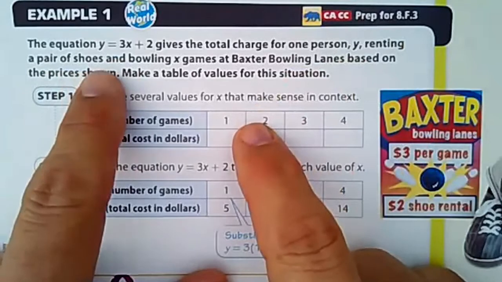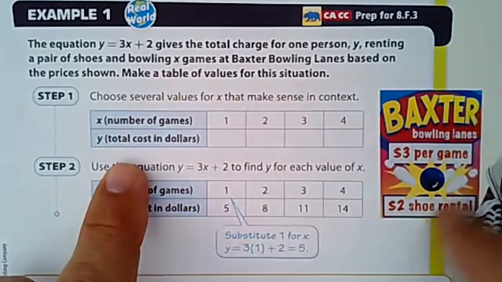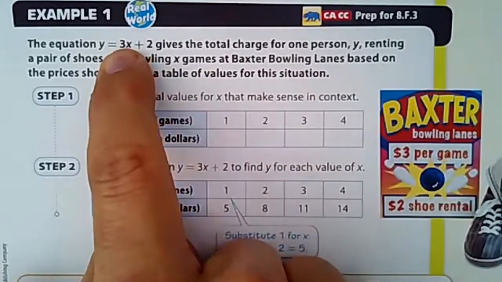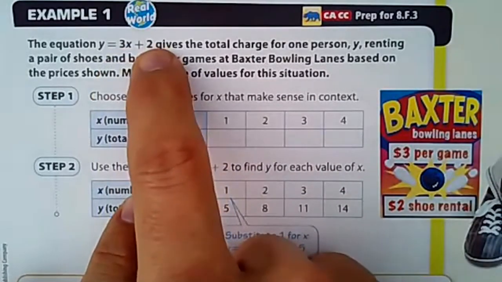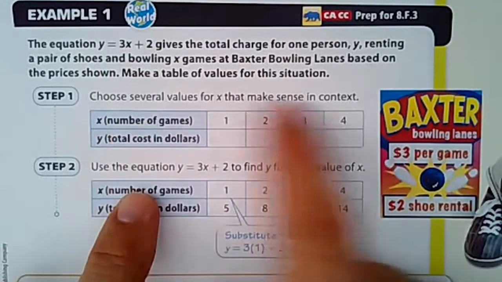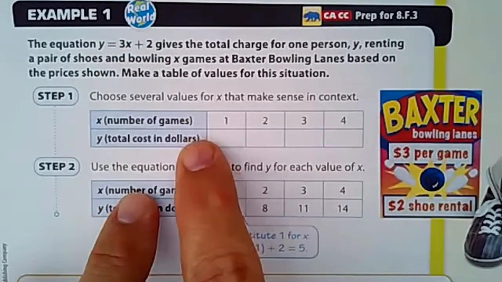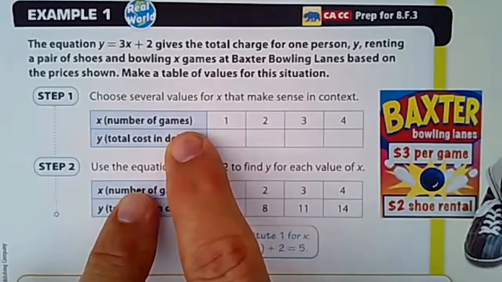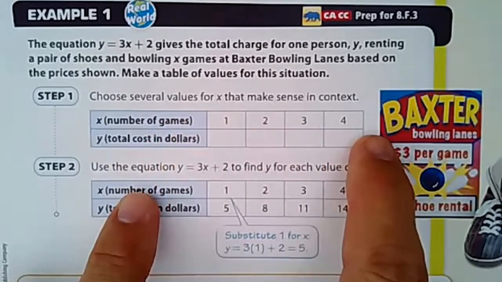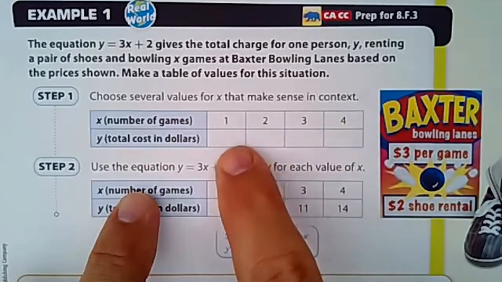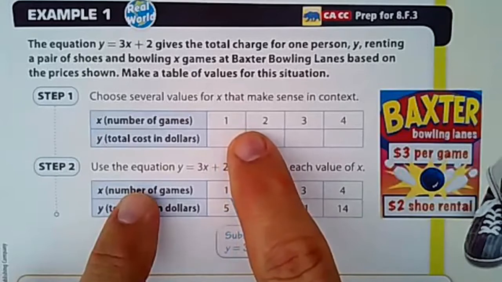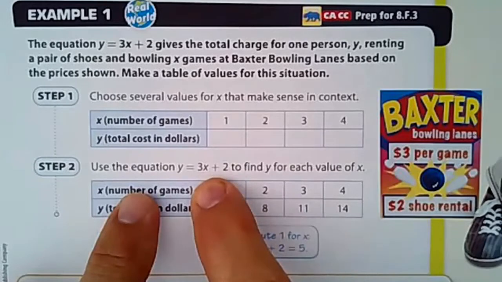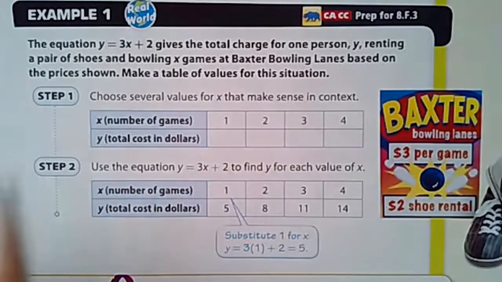Renting a pair of shoes and bowling X games at Baxter Bowling Lanes, based on this information here: $3 per game, and the $2 for the shoe rental right there. To make a table, we're first going to figure out what X values, number of games, make sense. How about 1, 2, 3, 4 games? At most 4 games. And you can't have 1.5 because you're usually not going to bowl a half game. Using our equation, we'll plug numbers in for x.